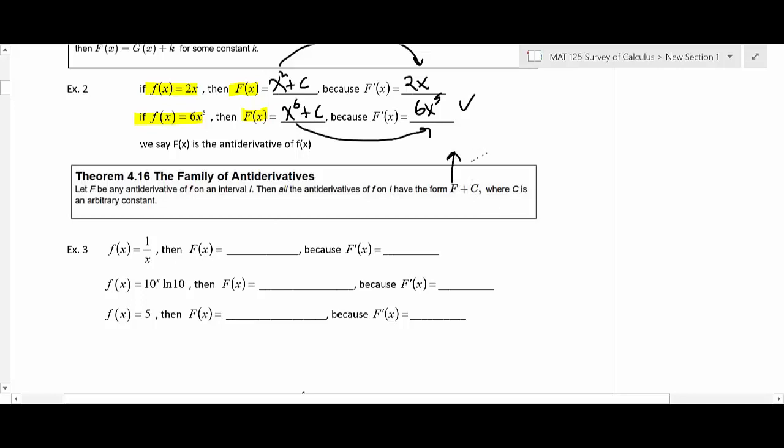So what we mean by a family of antiderivatives, I've already talked about that. The capital F stands for antiderivative, which is a function. And then the C just stands for any constant. So when you're coming up with an antiderivative, you also got to have that constant, because there's an infinite number of functions that you're going to give that antiderivative.